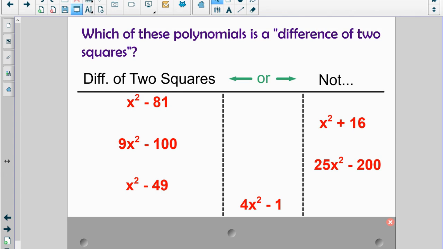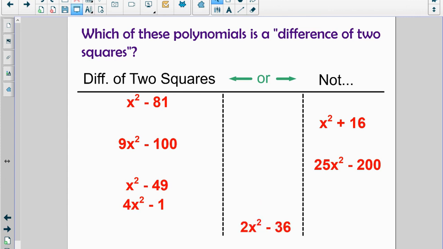2 times 2 is 4, so 2x times 2x is 4x squared. Yeah, that one works also. That's a difference of 2 squares. And here we go. I think this is our last one.